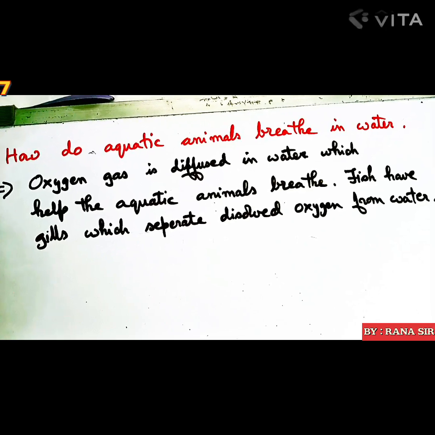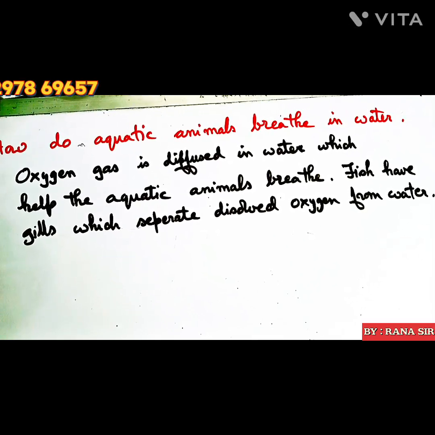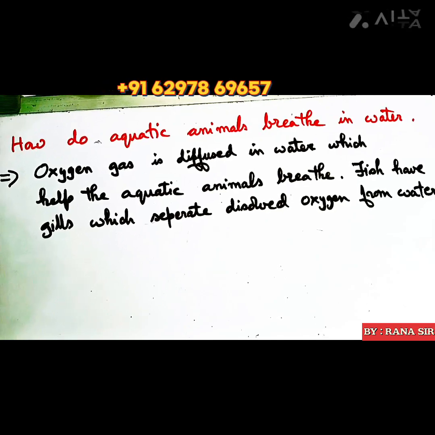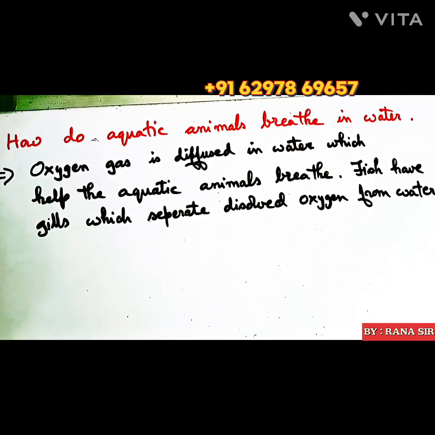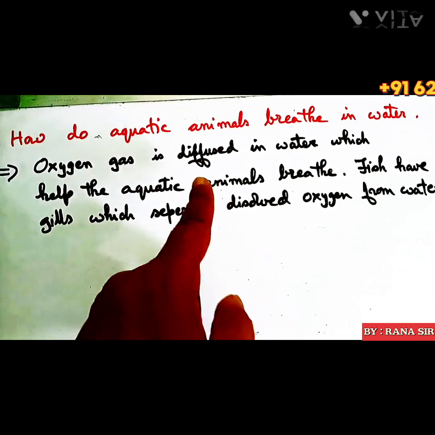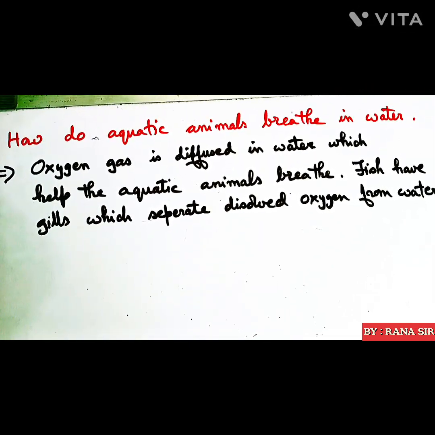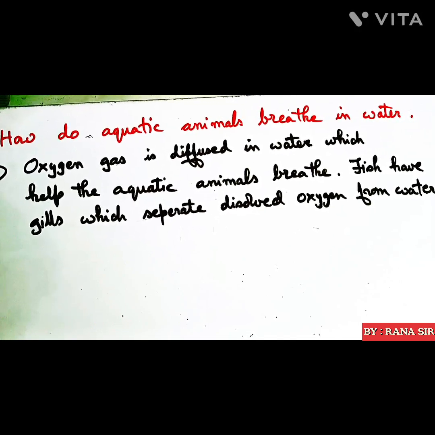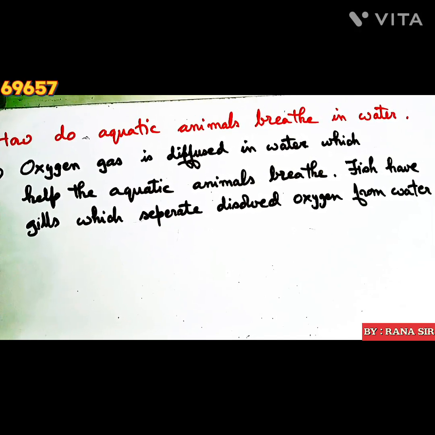So how do aquatic animals like fish breathe inside the water? Oxygen gas is diffused in water. Diffused means mixed in water. And this helps the aquatic animal to breathe. Fish have gills which separate dissolved oxygen from water.